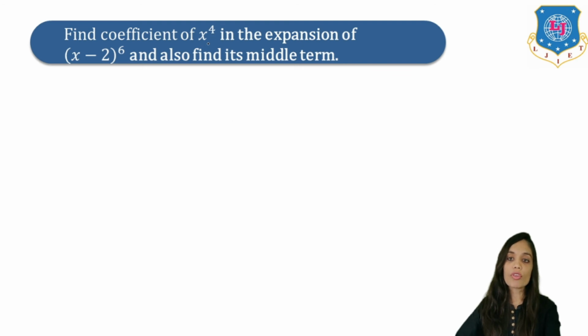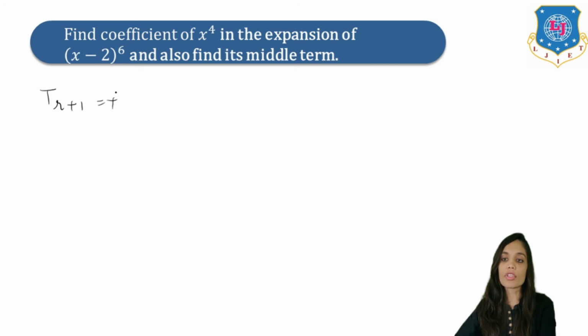So we have to find the coefficient of x raised to 4 in the expansion of (x − 2) whole raised to 6, and we also have to find the middle term. So we know the formula to find any term in the binomial expansion. The formula is T(r+1) = nCr a^(n−r) b^r. Now here our question is (x − 2)^6, so the value of a is x, b is −2 and n is 6.